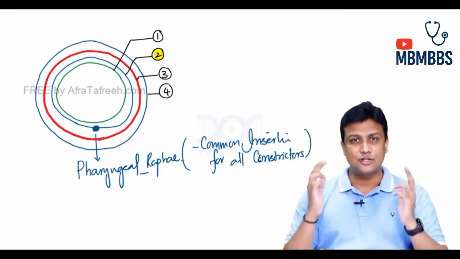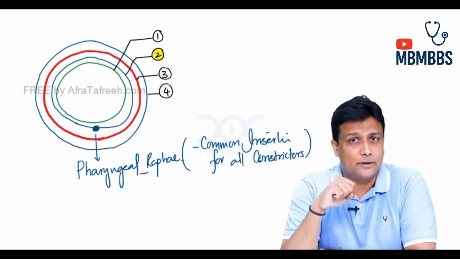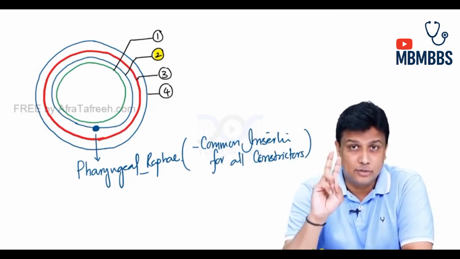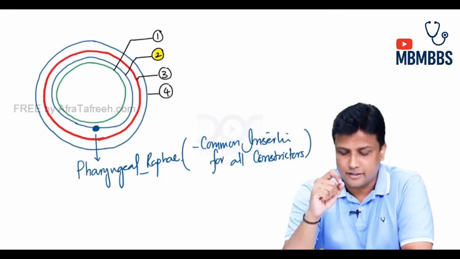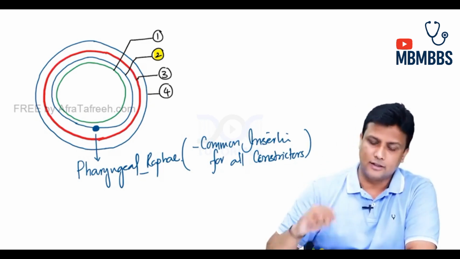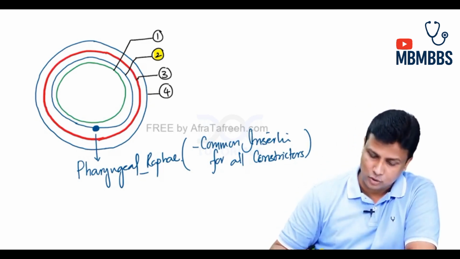So what is the common insertion for all the constrictors? It is nothing but the pharyngeal raphe. And what is pharyngeal raphe? Where is it present exactly? It is in layer number 2 from inside, and that layer is nothing but the pharyngobasilar fascia. That's important. And not only this, let me show you in the atlas image also, guys.